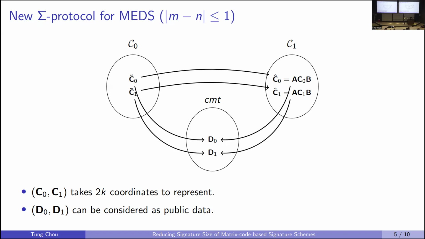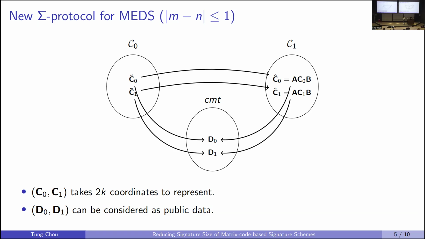How about D0 and D1? Well, they can actually be considered as public data. So you don't have to send anything. They take 0 bytes. And if you're not very comfortable about this, if you like to think about random D0 and D1, you can ask the prover to send D0, D1, but in order to save signature size, you can just send a seed that you can use to derive D0 and D1, and the seed can be very short.